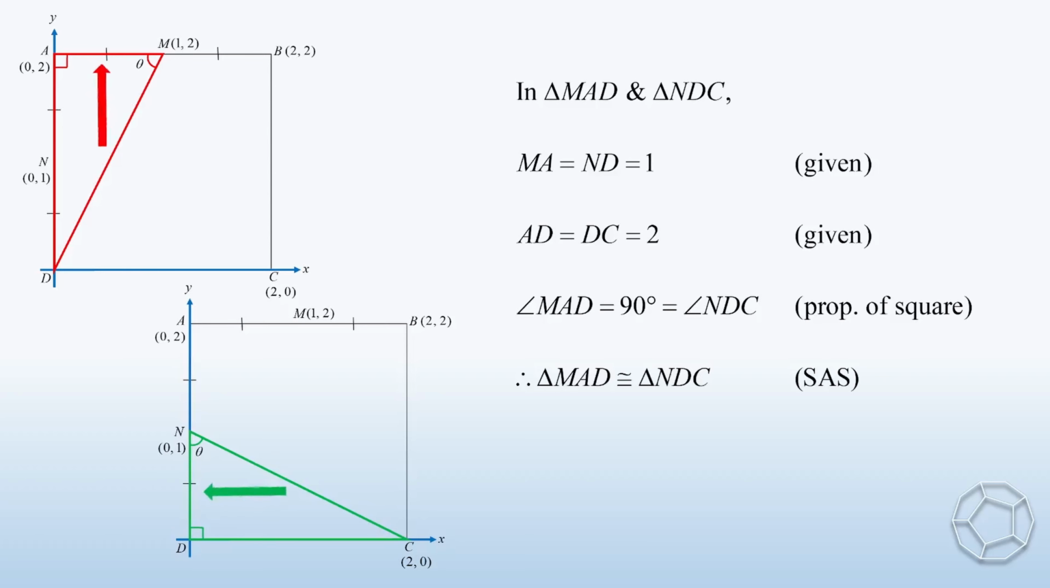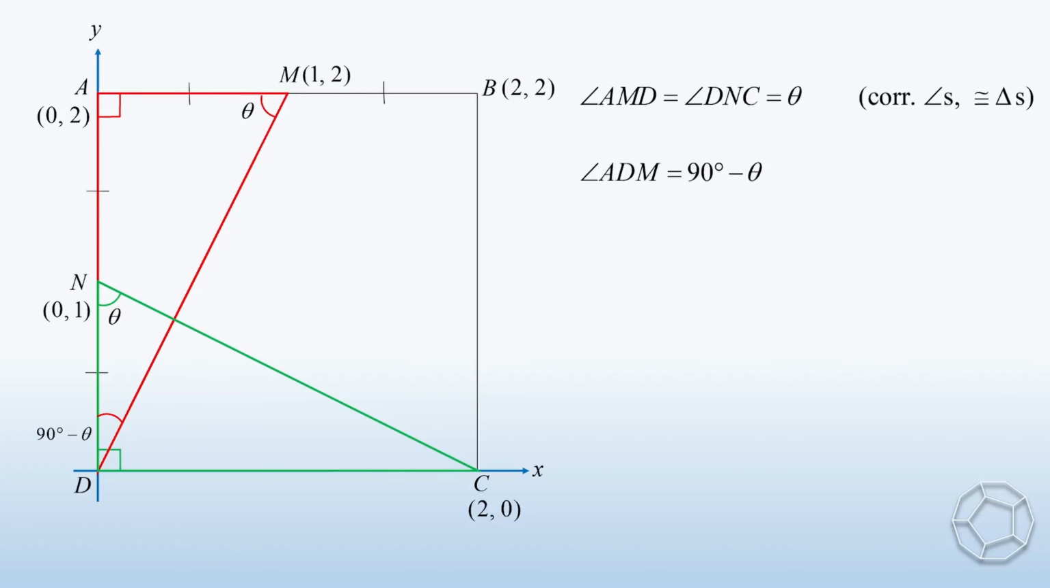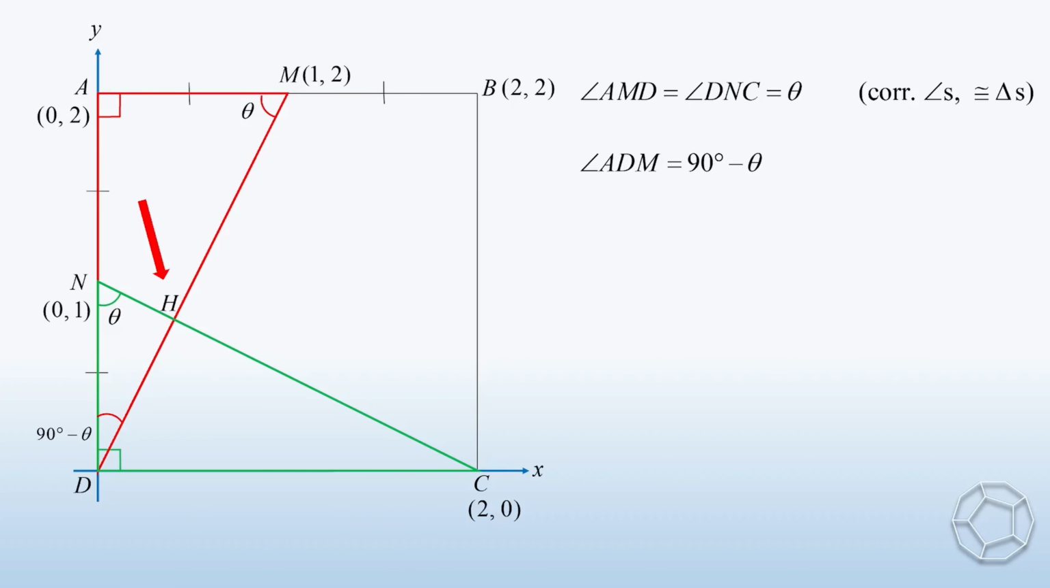You see, these two angles are corresponding angles. Let's call them theta. Then, by angle sum of triangle, this angle at the point D is 90 degrees minus theta. Now, we can combine these two figures together like this. Name this point as H. We're going to show that the two semicircles also intersect at this point.